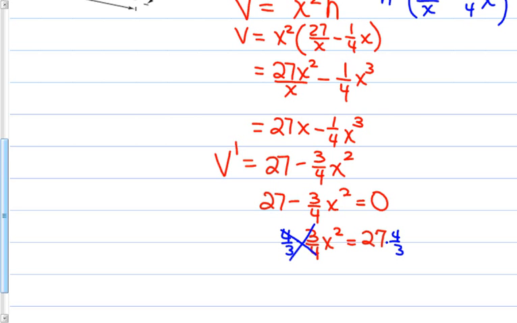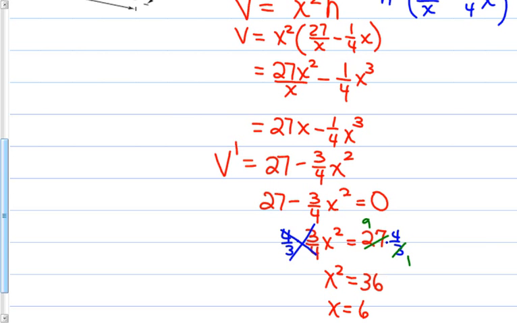These cancel out, and you have x squared equals... Now let's see, 27 times 4 divided by 3. 3 goes into 3 once, and 3 goes into 27 9 times, right? So 9 times 4, and that's 36. So x squared equals 36. So x is actually positive or negative 6, but this is volume and surface area. We wouldn't have a negative number, so x would be 6.